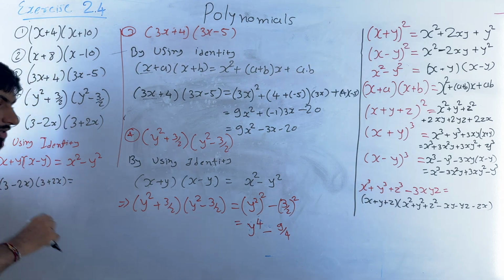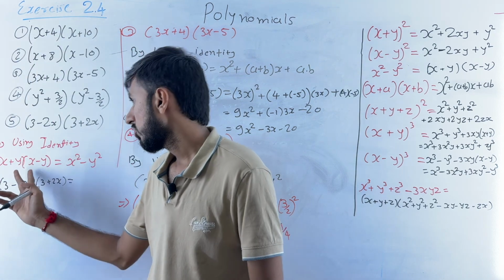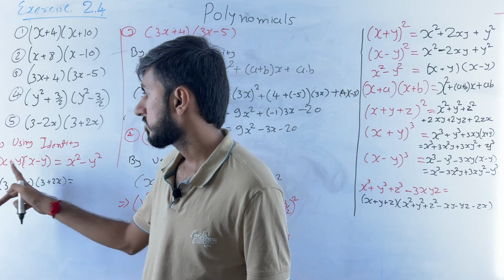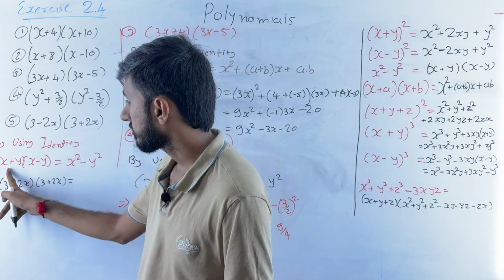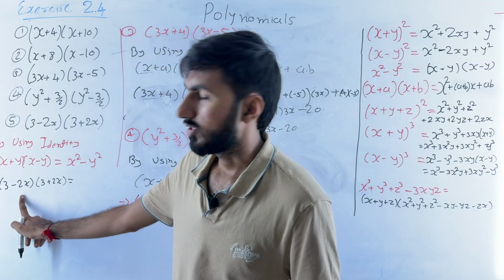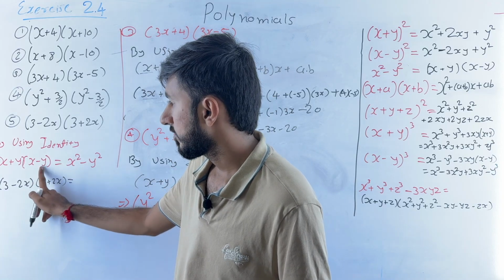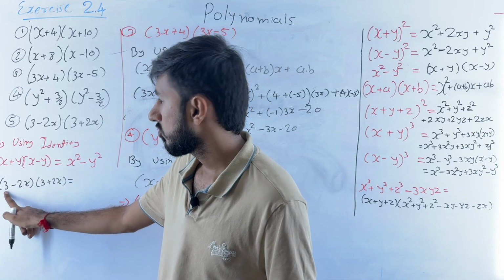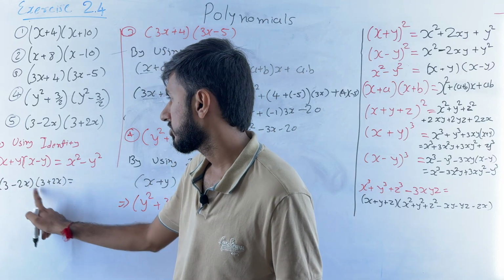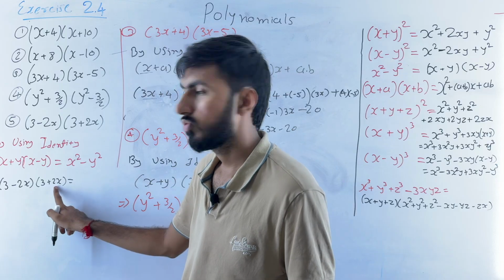see, you can write x plus y and x minus y. There is no matter of order, right? So you can write x minus y first, then x plus y, or also you can write x plus y first, then x minus y. So here I have 3 minus 2x. That means I will compare it with x minus y, right? So x is equal to 3, y is equal to 2x. Similar for x plus y, x is equal to 3, y is equal to 2x, right?